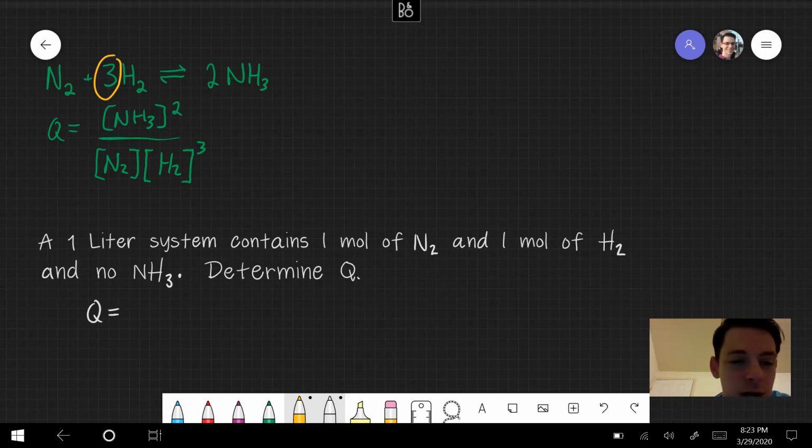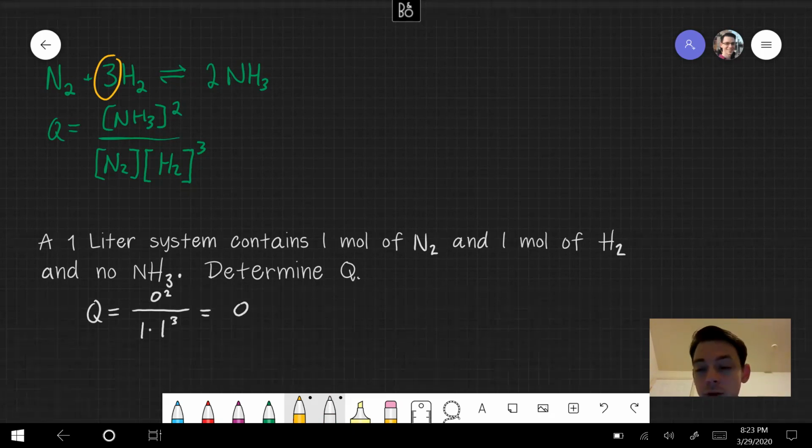How much NH3 do I have? Well, I'm going to have to square it, whatever it is, but it looks like I have nothing. Okay, so 0 squared is, of course, 0. Really doesn't even matter what's in the denominator, but this would be 1 times 1 cubed, or 0. Okay, so for this system, Q is 0. That's because there are no products. And remember, Q is products over reactants. If we have no products, Q is 0.